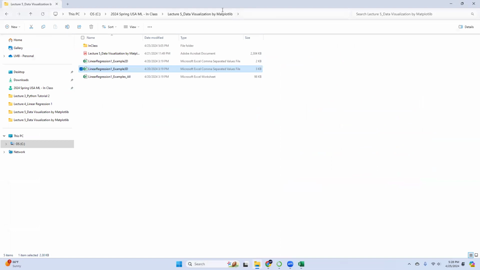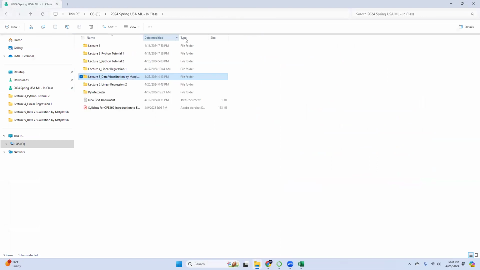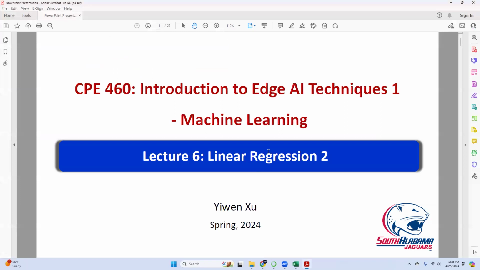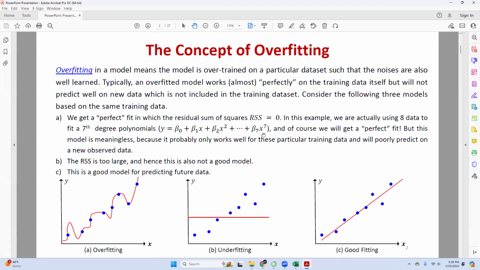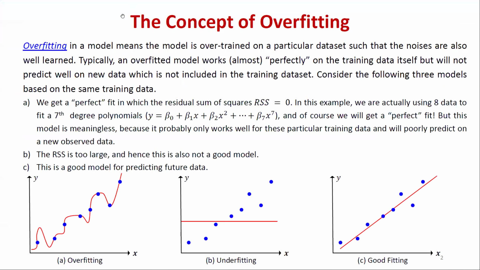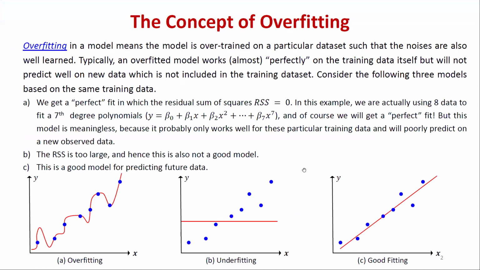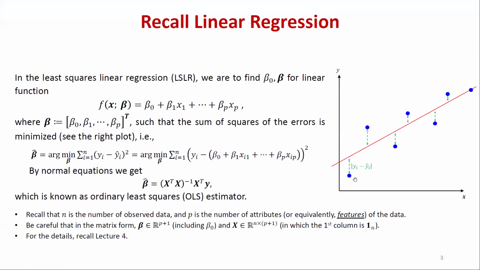Next, let's go to lecture number 6. Lecture number 6 is linear regression 2. We've already learned linear regression 1. Let me review this part again because this is really extremely important. First of all, let me review this one, and then I will go back to slide number 2. Let me first go to slide number 3.